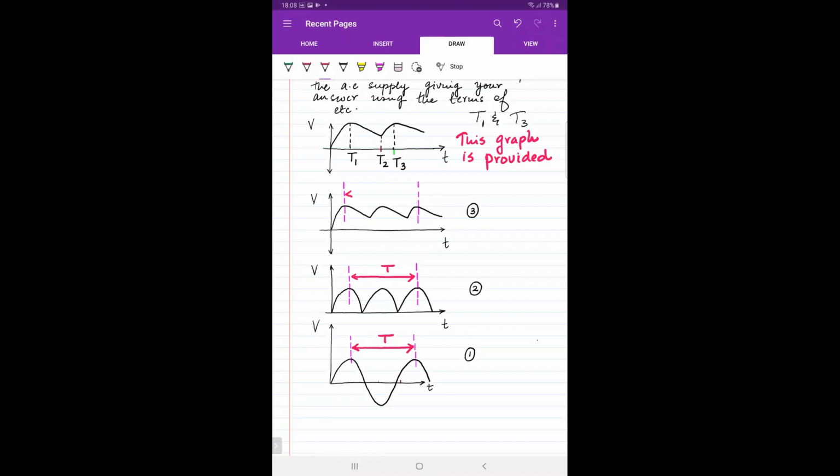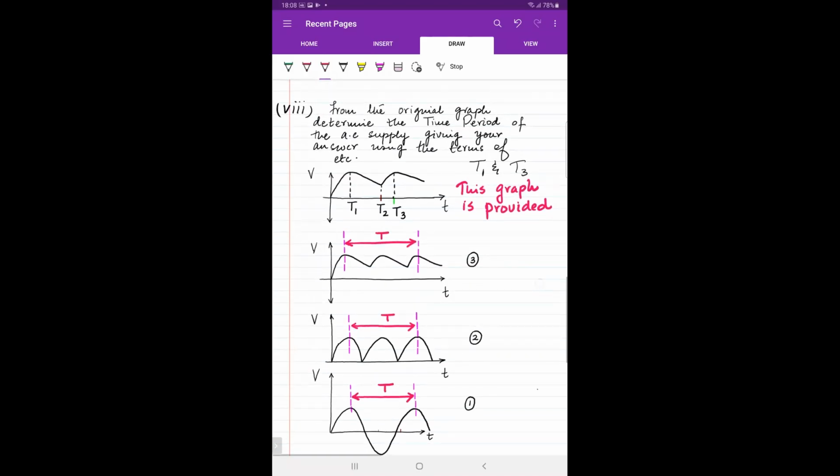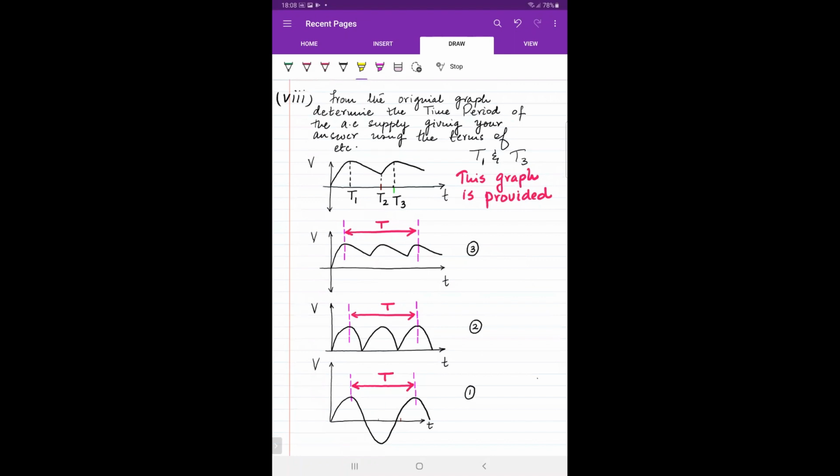So the time period did come. But they wanted the answer to be given in terms of T1 and T3. Now I think you should use a little thought. I have made your work very easy. From T1 to T3, look carefully. From T1 to T3, let me use the same pink color.